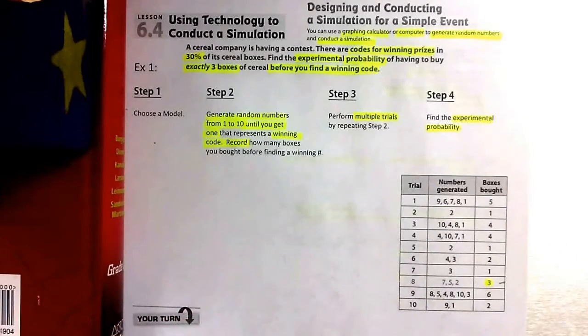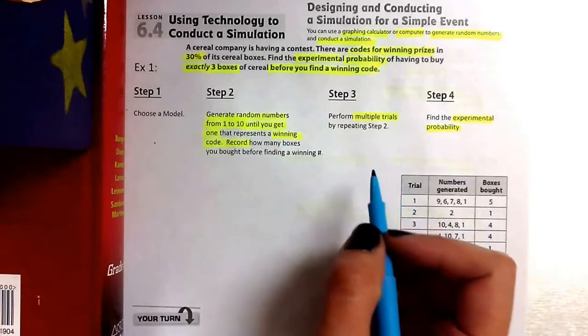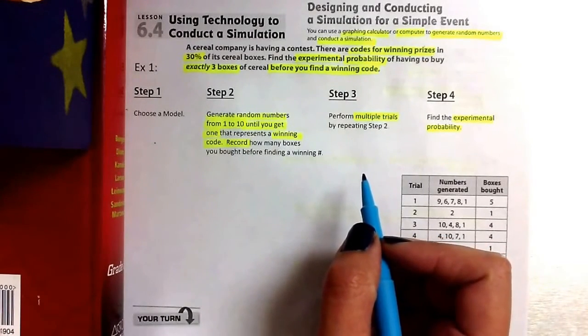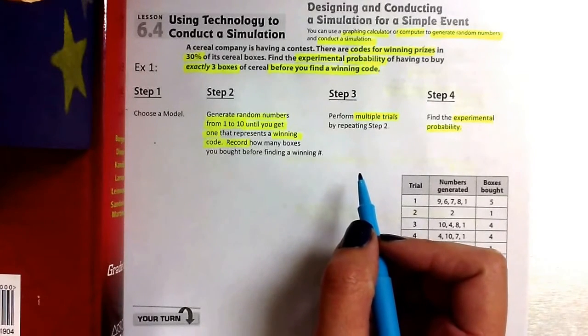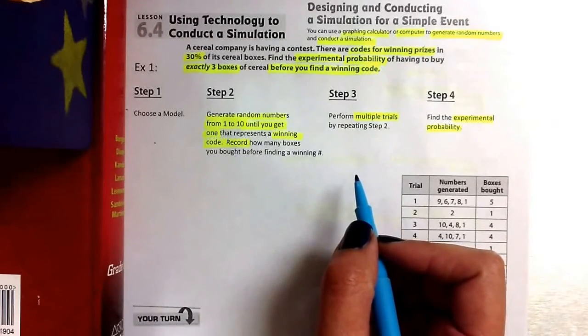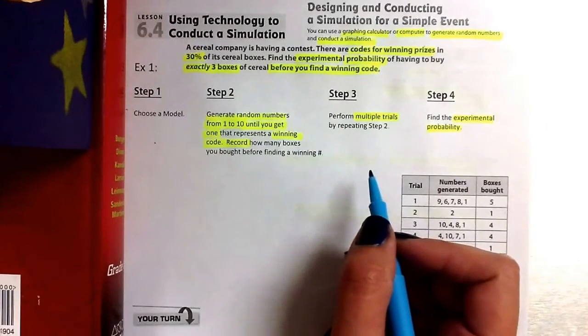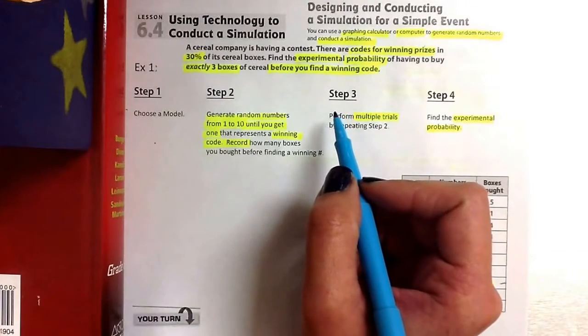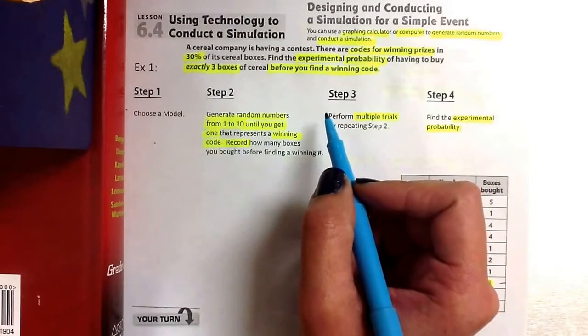This lesson, 6.4, we're designing and conducting a simulation for a simple event and a compound event. In our previous module 5, I don't know if you remember when we did that simulation in class where we flipped a coin and rolled a die. Well, when we were conducting that simulation in class, we were doing it without technology. We were using the coin and the die to conduct our simulation, but one of your TEKs says that students are expected to select and use simulations with and without technology.